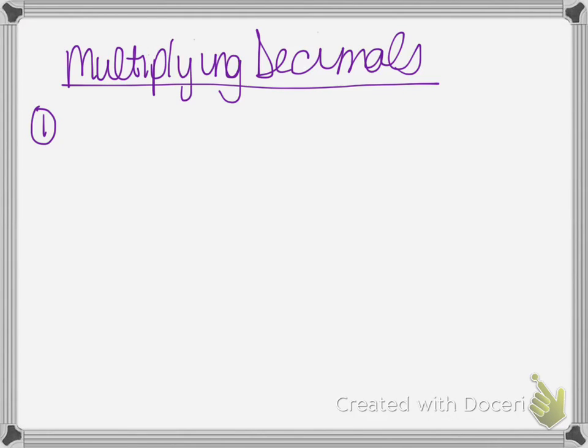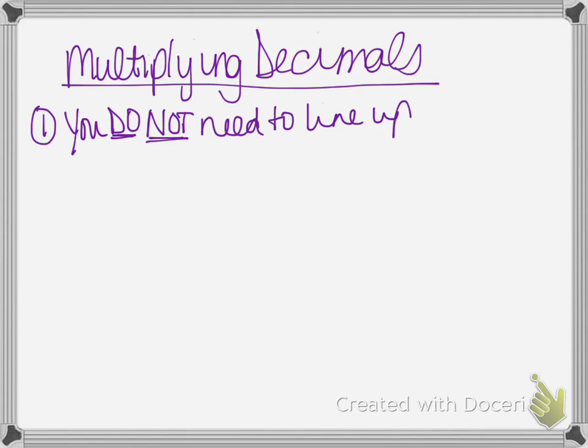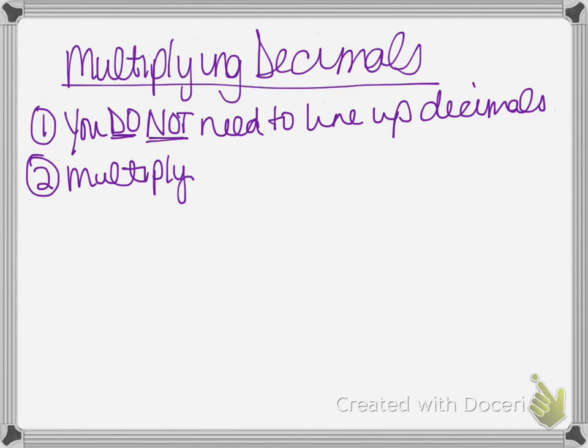Now, I'm hoping you've done a little bit of this last year, but I'm going to go ahead and start at the beginning just in case. Things I need you to know about multiplying decimals. You do not need to line up the decimals, like we did in adding and subtracting. After you've set up your problem, you're going to multiply like you normally do. Just pretend there are no decimals.